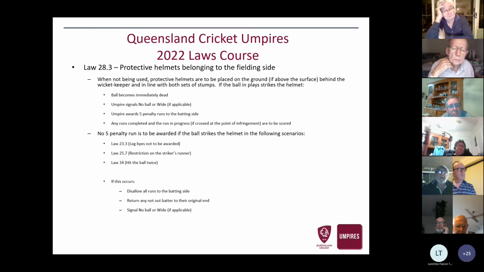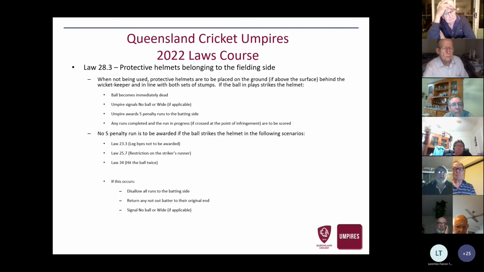The umpire will signal no ball or wide and award 5 penalty runs to the batting side. Any runs completed and the run in progress, if the batters have crossed, are to be scored. Keeping in mind, though, the 5-run penalty for balls hitting the helmet is discarded when we don't award leg byes. So if someone pads the ball away and it happens to go behind the keeper and hit the helmet, there's no 5-run penalty.